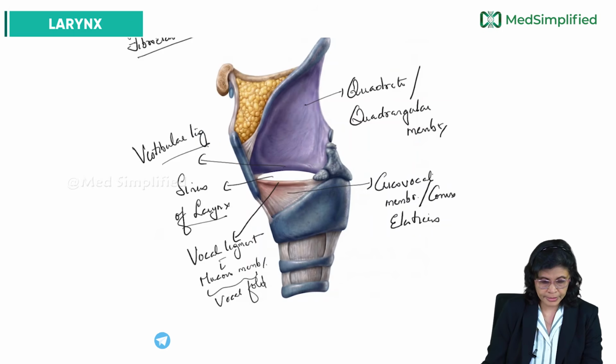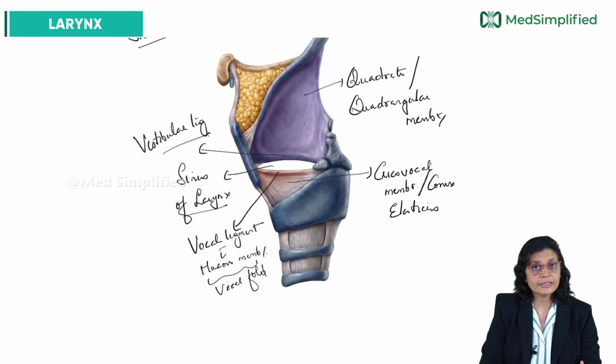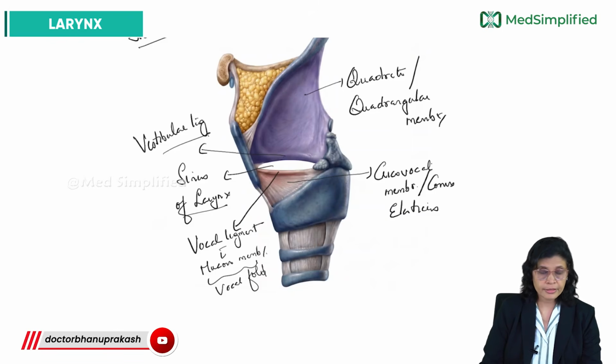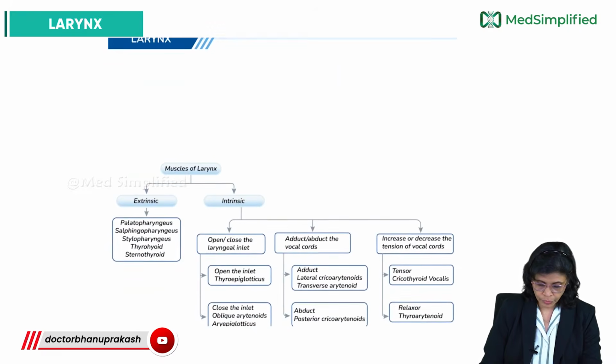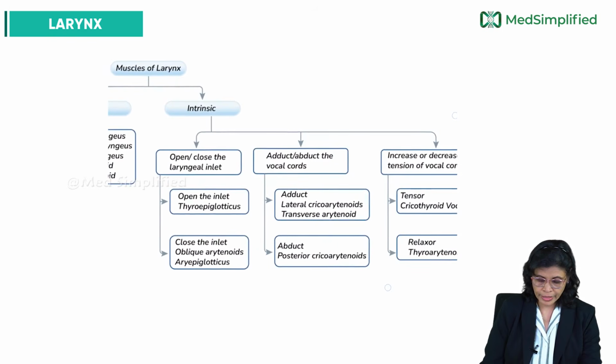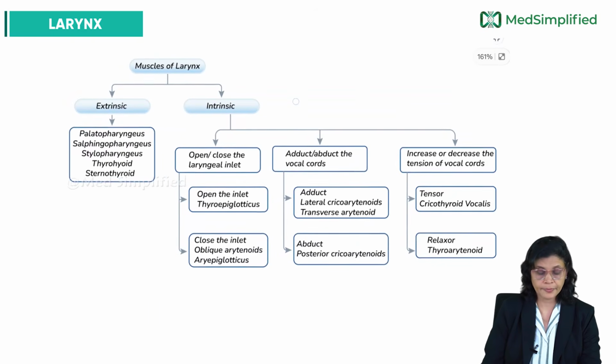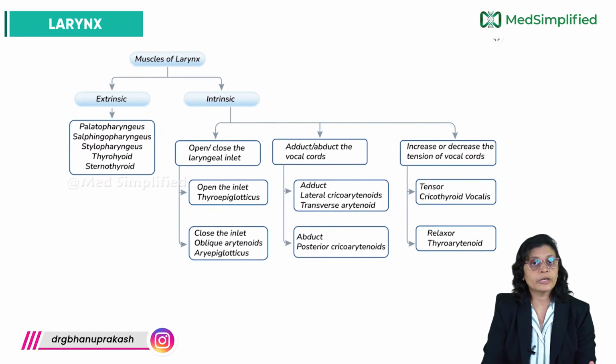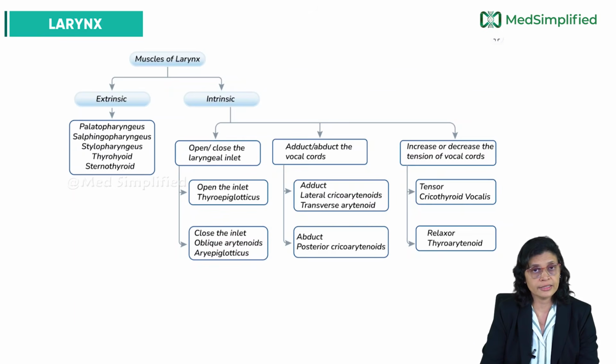Vestibular ligament. So, that is about the intrinsic membranes and the ligaments which we see in the interior of the larynx. So next we move on to the muscles of the larynx. When we look at the muscles of the larynx, we divide them into two groups, the extrinsic muscles and the intrinsic muscles. As the name says, extrinsic muscles have the origin elsewhere, but they are getting inserted around the cartilages of the larynx.